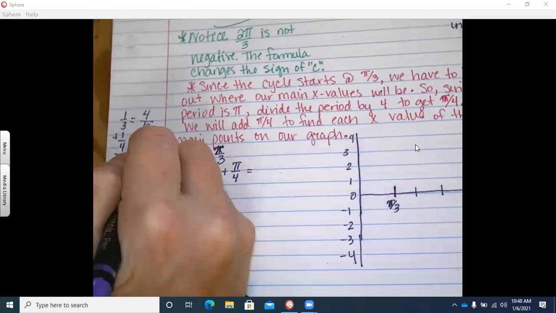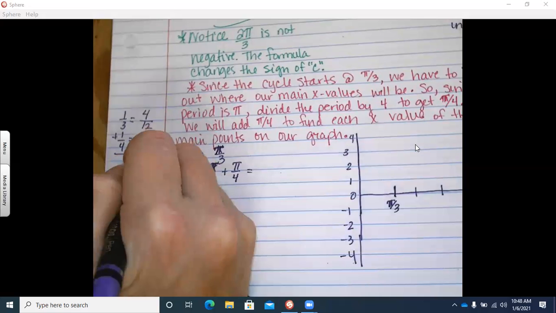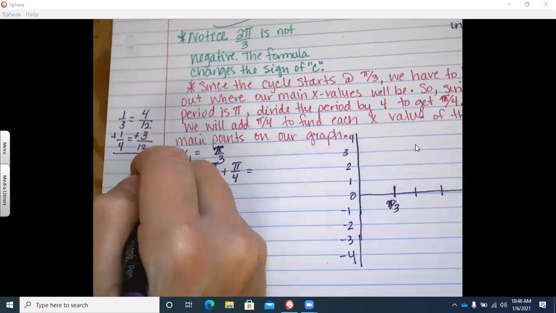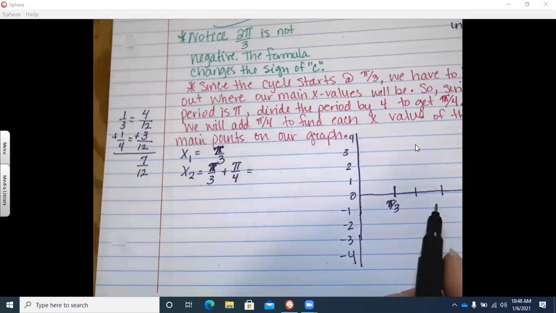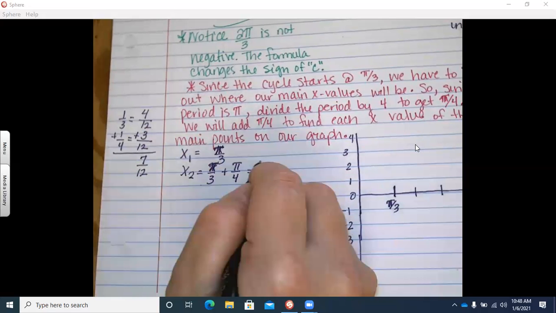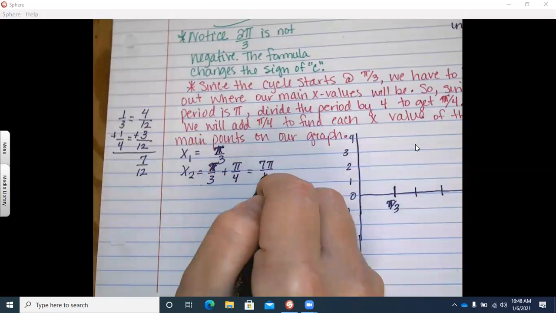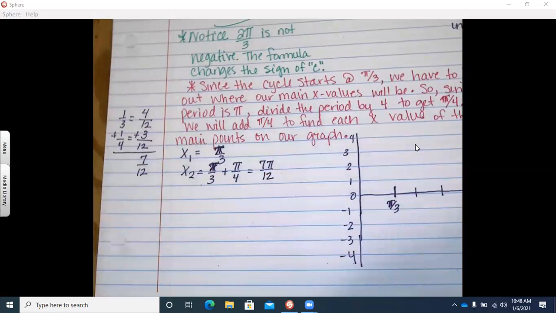Okay. So now we can add. 4 plus 3 is 7. You do not add the denominators together. So our second point is going to be at 7/12 pi. You can go ahead and label that if you want. 7 pi over 12.